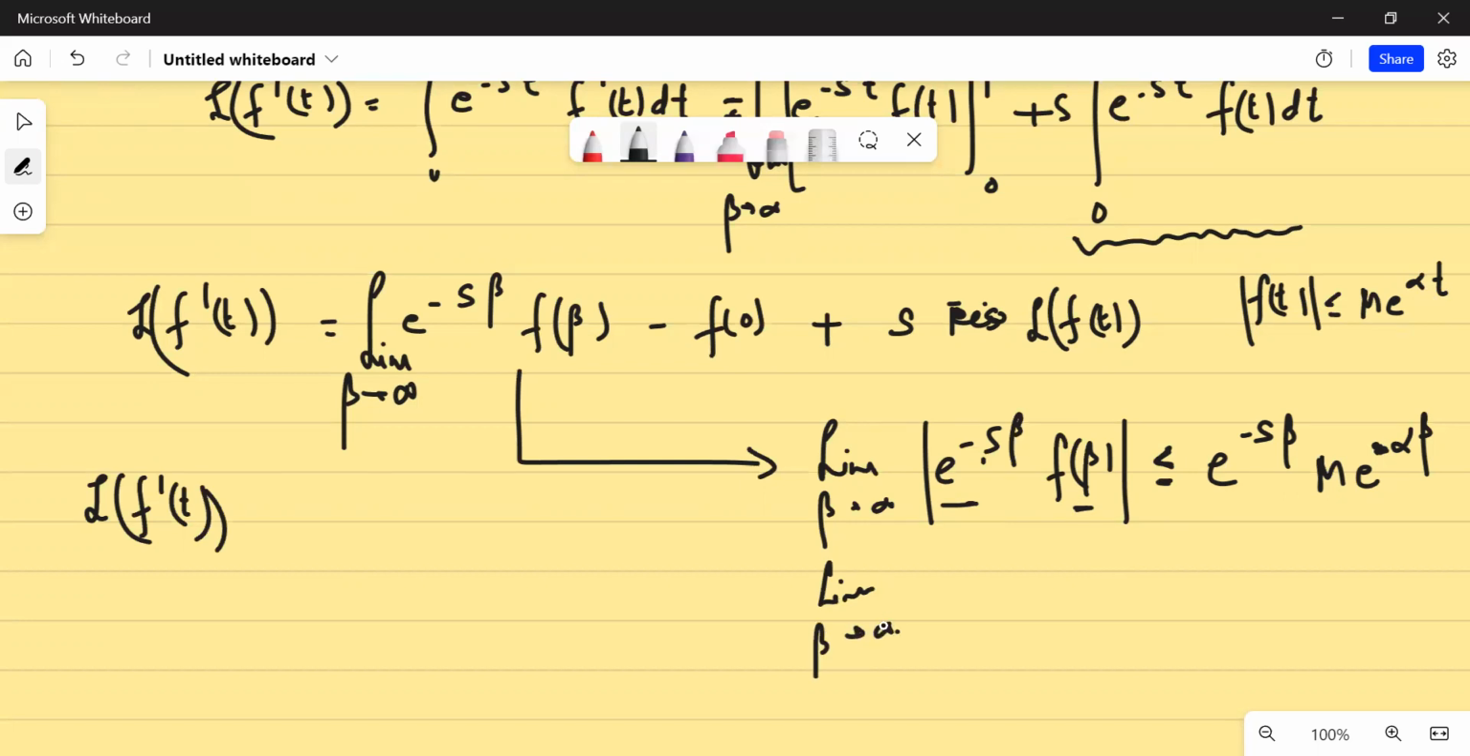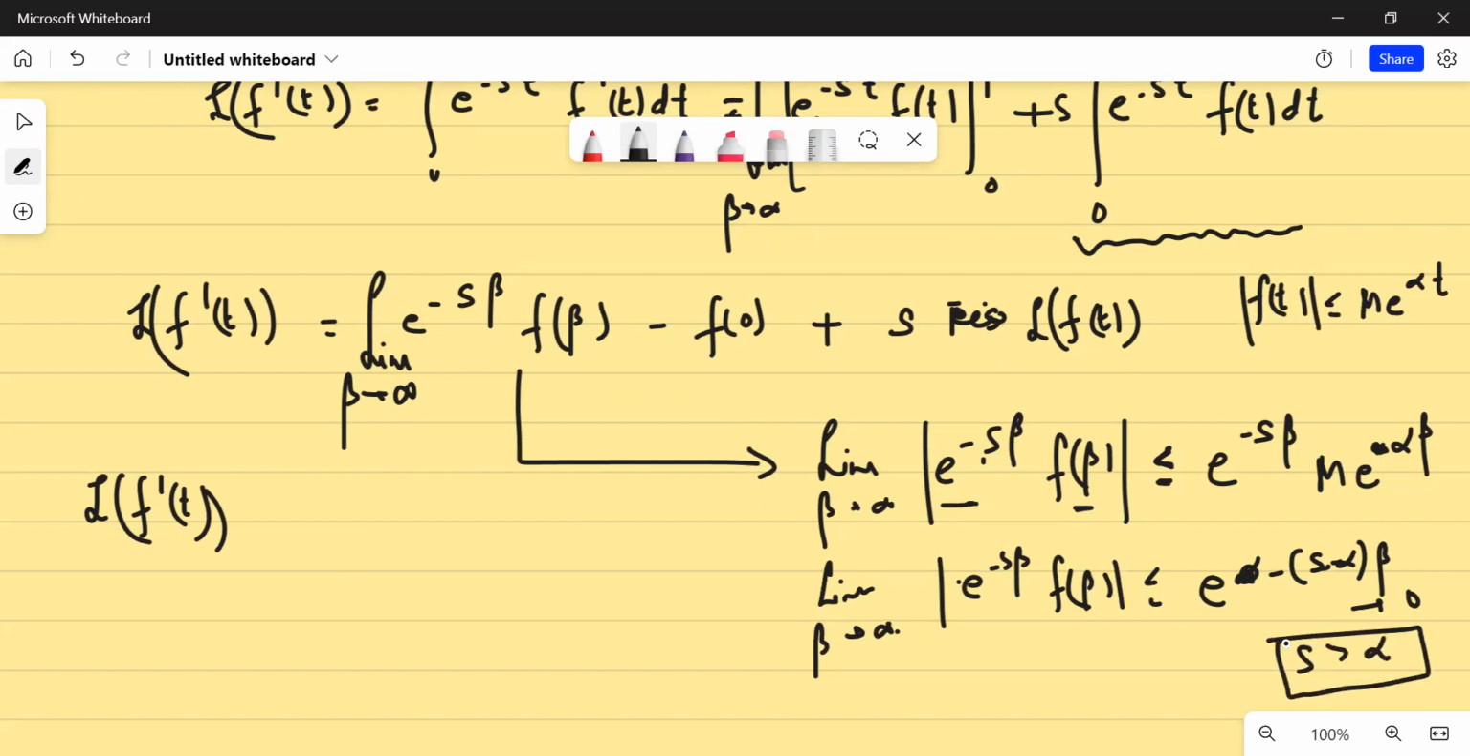beta tends to infinity. This would be equal to e to the power minus s beta times the mod of f(beta), less than or equal to e to the power minus of (s minus alpha). And as beta tends to infinity, this will go to 0 if s is greater than alpha. So if s is greater than alpha, this will go to 0.